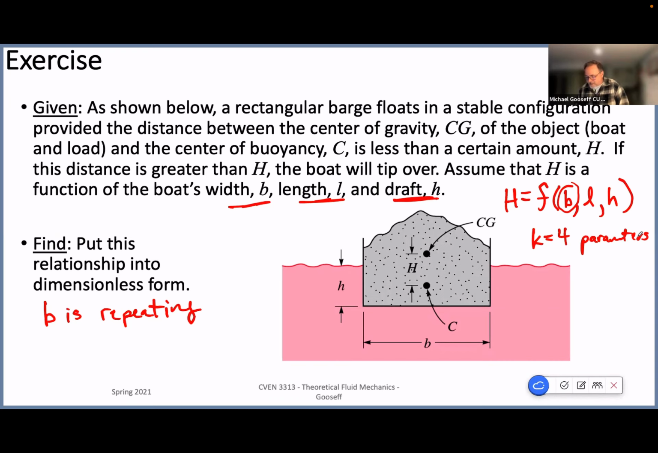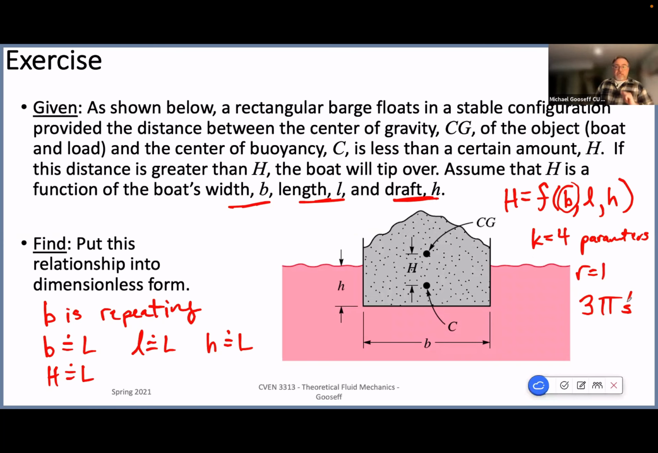Now let's think about the dimensions of these. B, of course, is going to be in length. L is also going to be in dimensions of length. Little h is going to be in dimensions of length. And big H, capital H, is also in dimensions of length. So we have K equals 4 parameters, R equals 1 dimension. So we're going to have 3 pi groups. Okay? But they're super easy to figure out.